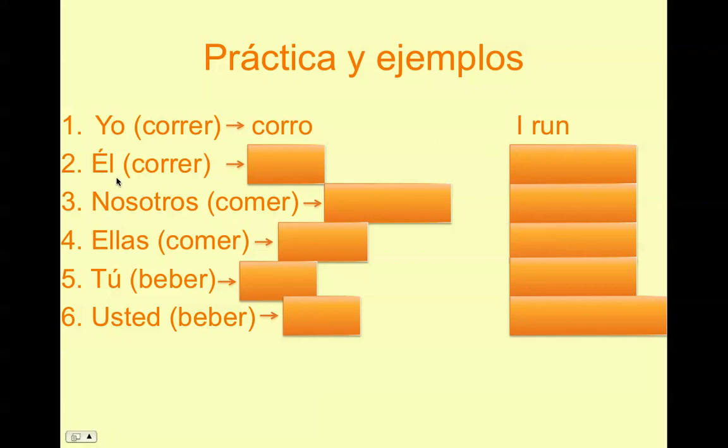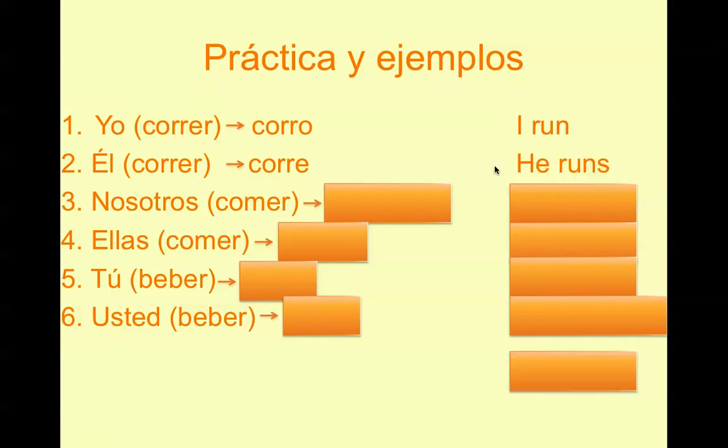Okay, next we're going to talk about he runs. So the pronoun for he is él. The verb for run is correr. We're going to take off the ER. Look at your verb chart and see which ending letter we should put on that verb. It's in the same box as the word él, and the ending letter should be the letter E. In Spanish, it's corre. Corre means he runs.